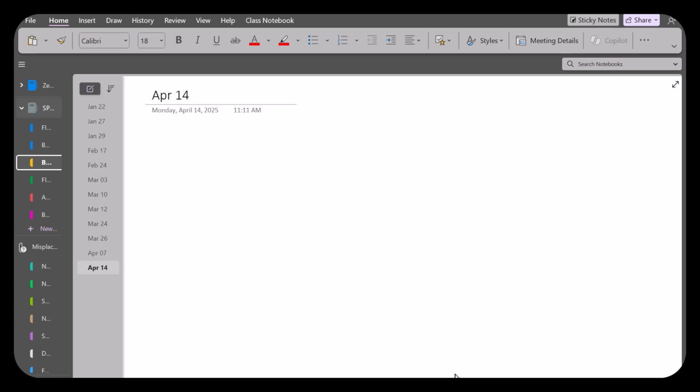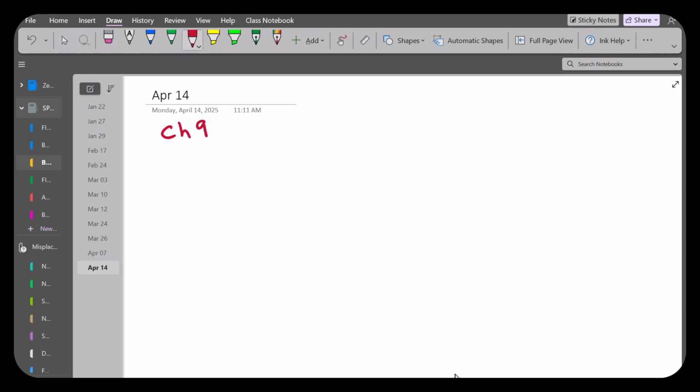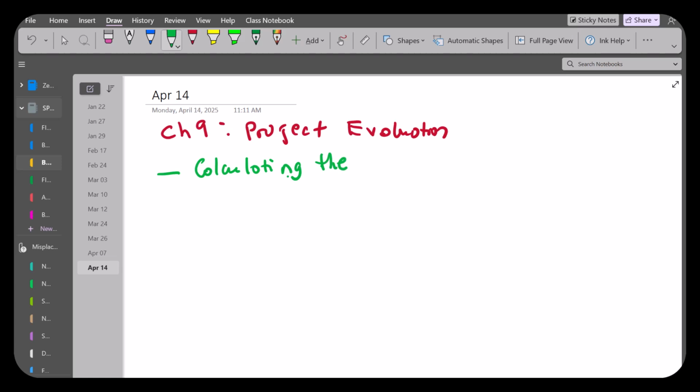All right. Let's finish up chapter 9 and basically project evaluation. We're going to worry about a few things. One of them is calculating the cash flows for the project.